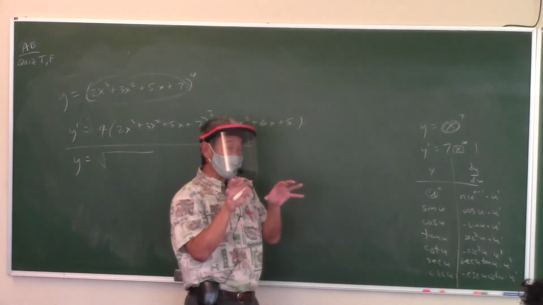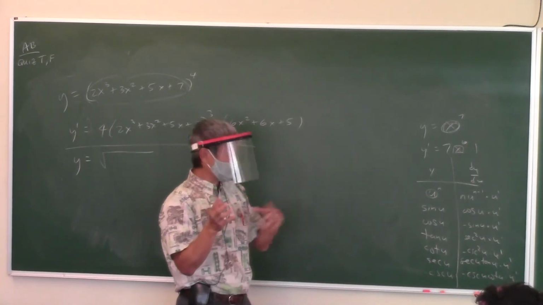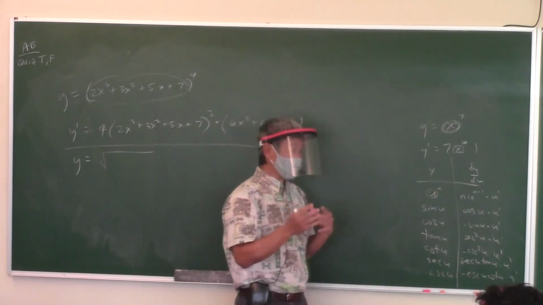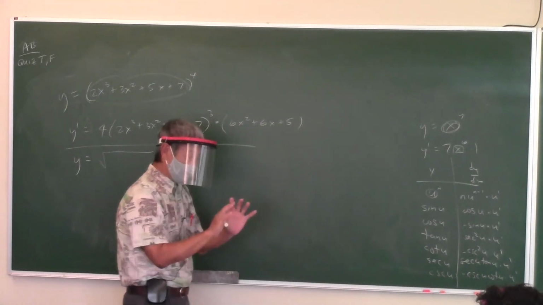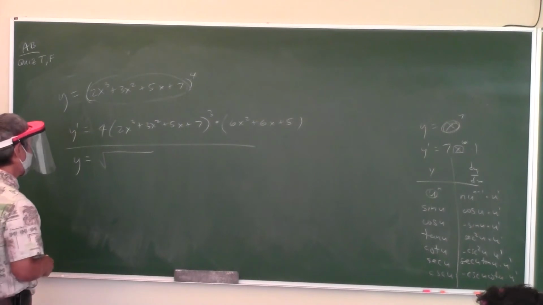So when you look at it, you have to ask yourself, what am I seeing? Am I seeing box to the n? Am I seeing sine box, cosine box? Or am I looking at a product? Then you have to use the product rule. Don't worry, we're going to get to those.